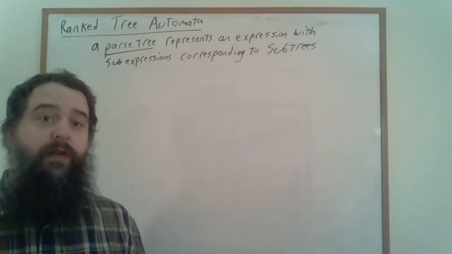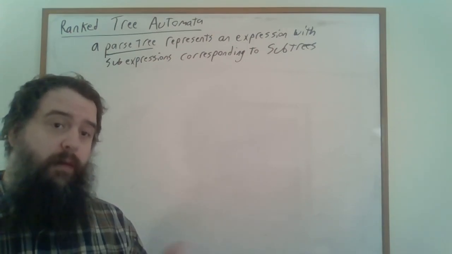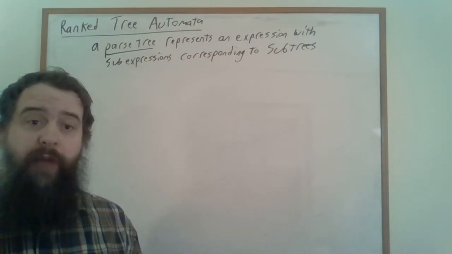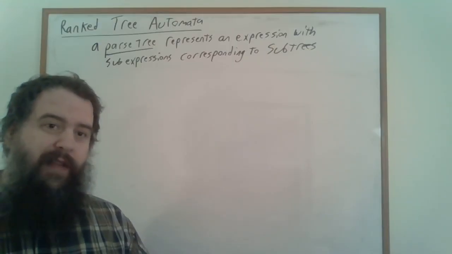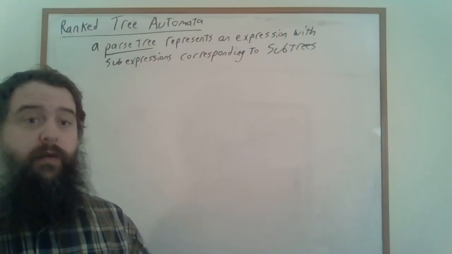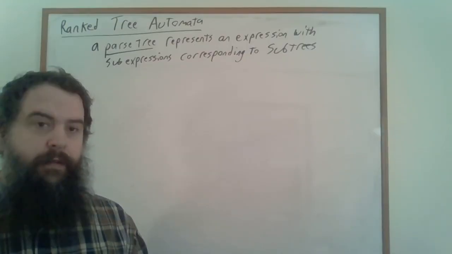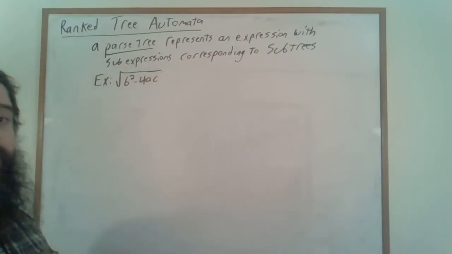A parse tree represents an expression, and this can be a mathematical expression or a piece of code or an expression in a natural language like English. And it represents it in such a way that sub-expressions correspond to subtrees. So for instance, if we wanted to represent the expression the square root of b squared minus 4ac, we could represent it as follows.